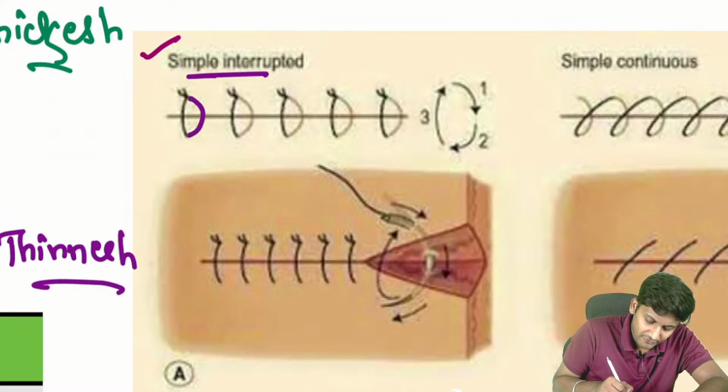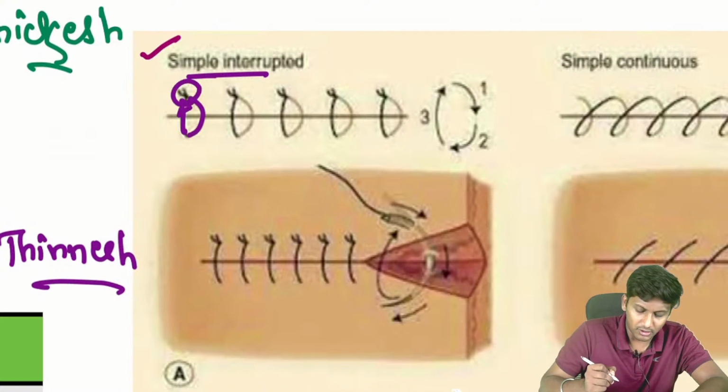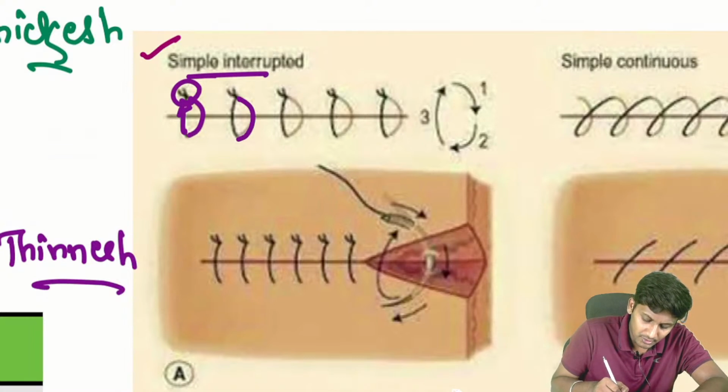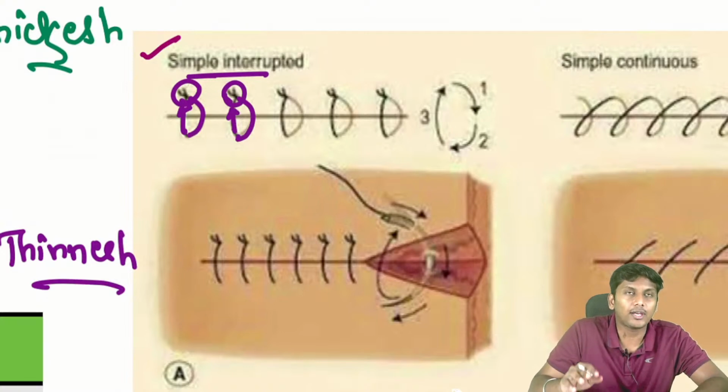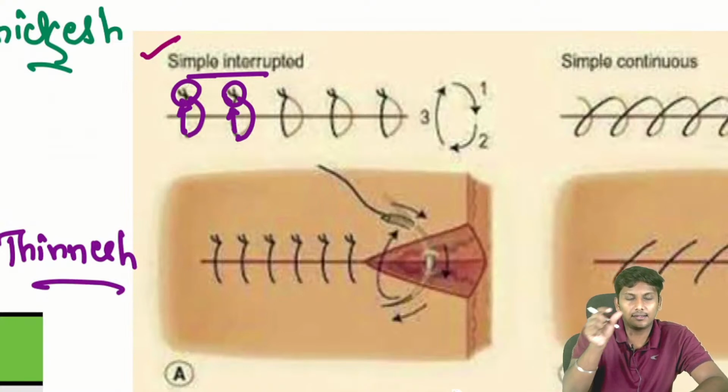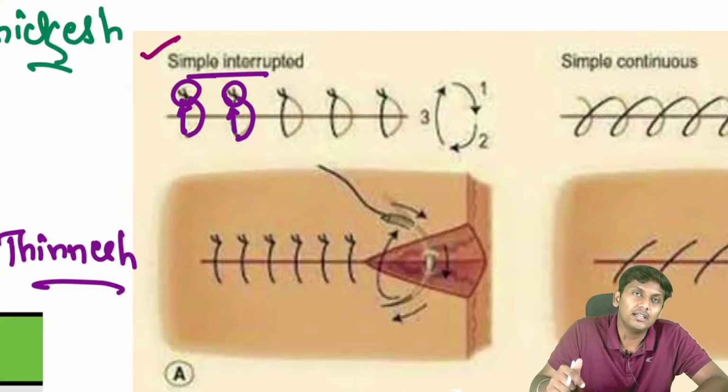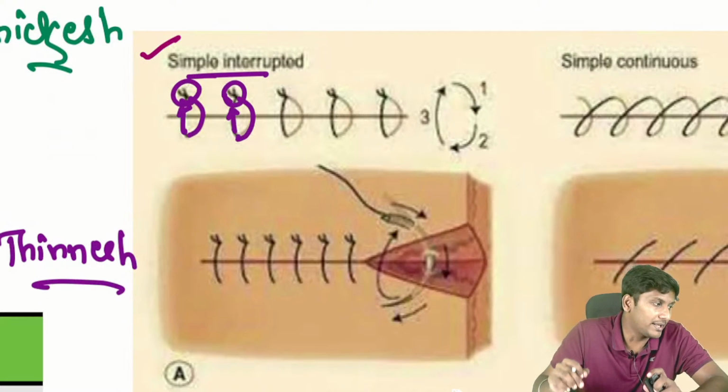I have taken a bite from here, gone over here, come back again, tied a knot, and then I'll cut the suture. Then again I'll take a bite from here, I'll go, I'll come back, I'll tie a knot, I'll cut again. So at specific intervals, you are going to take these sutures. These are called simple interrupted sutures.